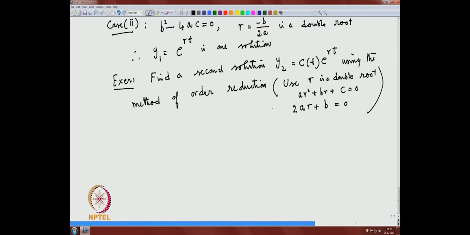Use this fact and you get y2 of the form t e power r t. You can solve for C(t) to see that it is nothing but t. So, what is the general solution? General solution.